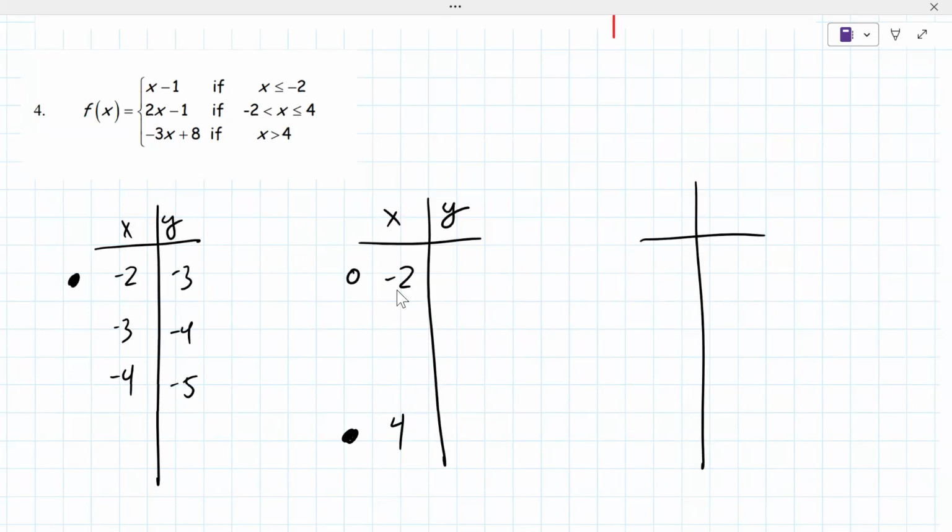Just input -2 and 4 into that middle one. -5 and 7. Good. And then the last one, it's at 4, to the right forever. But at 4, it's an open circle. Could you give me the y values for that, please?